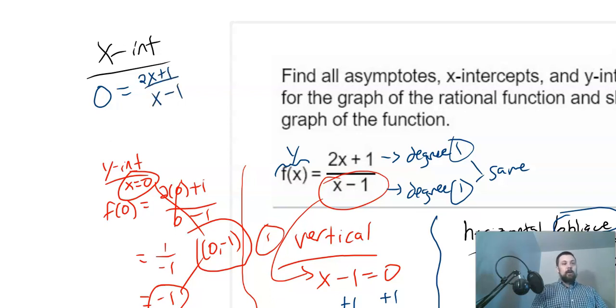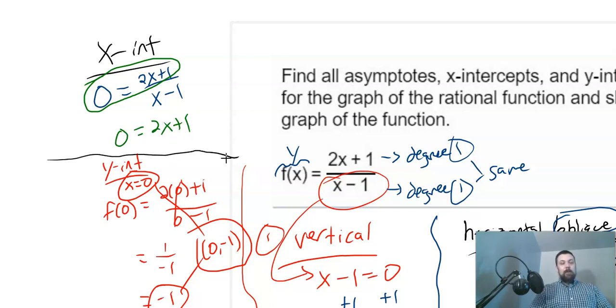Let's go ahead and use our shortcut here, right? Our shortcut is that we can ignore the denominator. It has no say in this fraction equaling 0. The only way the fraction will equal 0 is if we can get the numerator to equal 0. So let's just focus on that. Right, so we need 2x plus 1 to equal 0.